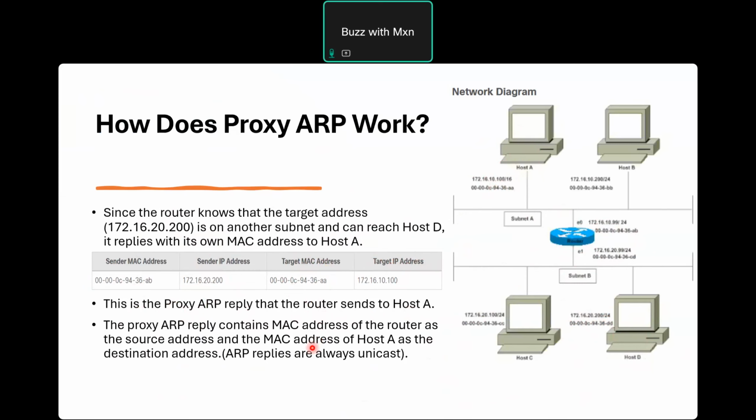Understood? So the proxy ARP reply contains the MAC address of the router as the source address and the MAC address of host A as the destination address. ARP replies are always unicast. As stated already, the source MAC address in this proxy ARP reply is 36AB. And what would be the destination? The destination would be the MAC address of host A, 36AA, present in this table.